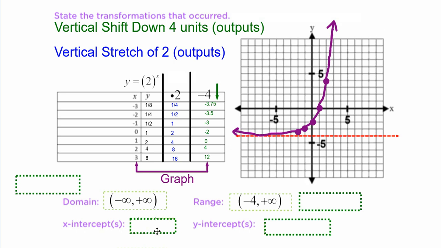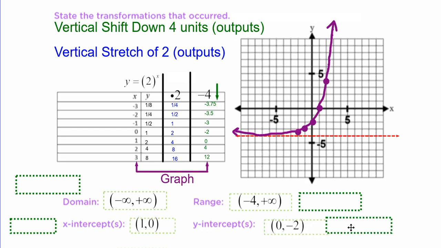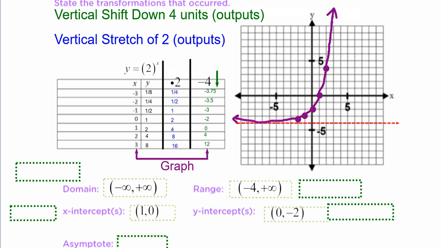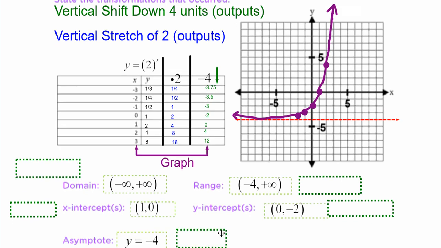We can see that we do have an x-intercept on the graph right here at 1, 0. And we can see our y-intercept is at 0, -2. And again, our asymptote, it's an equation, y equals -4.